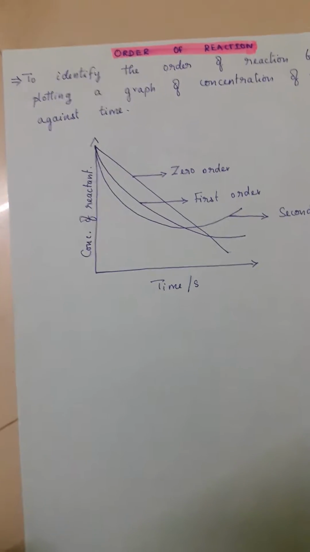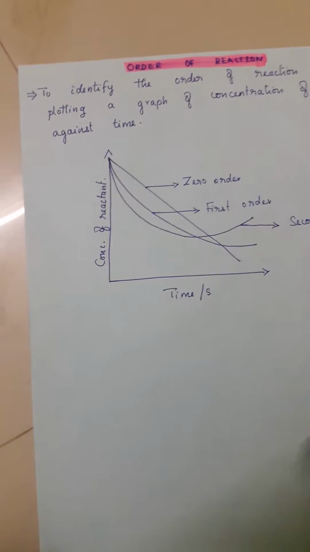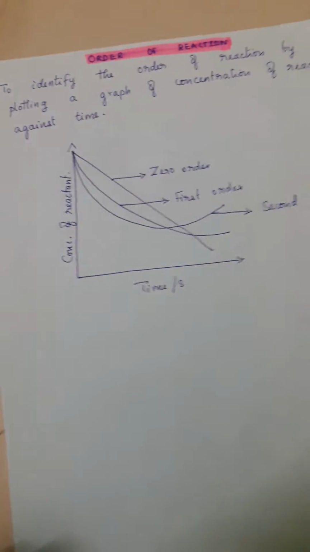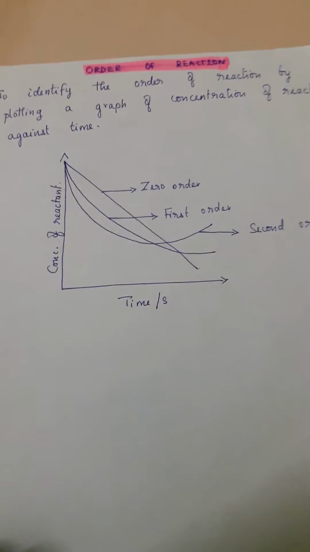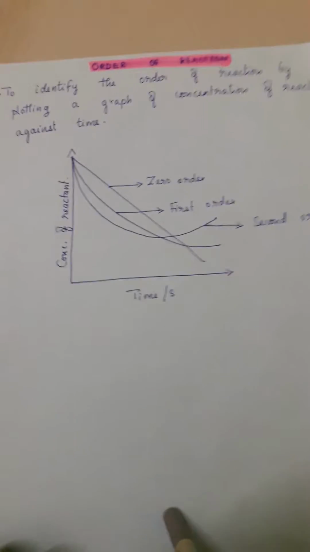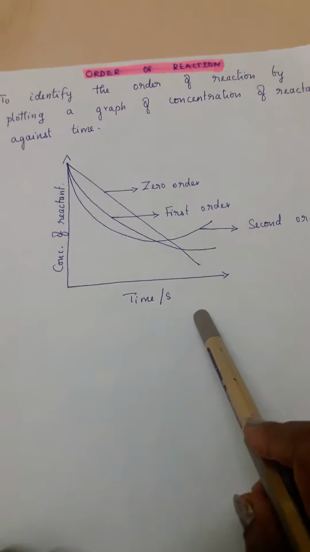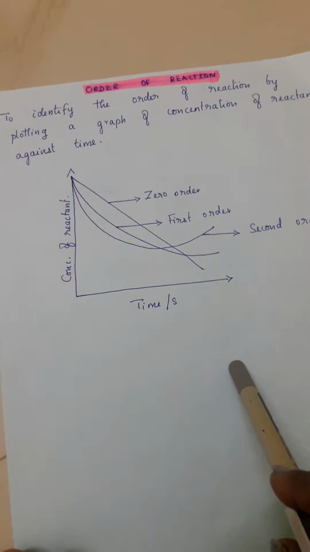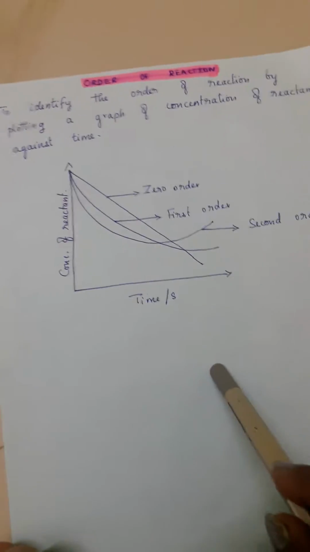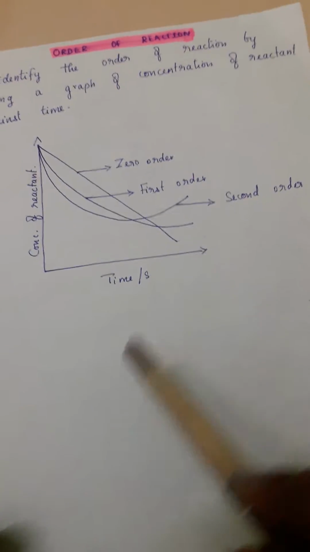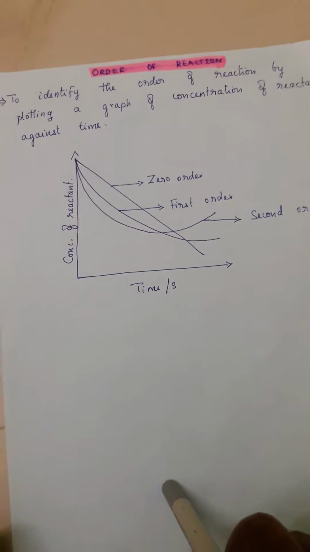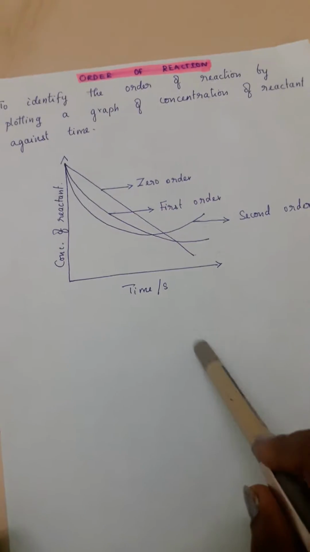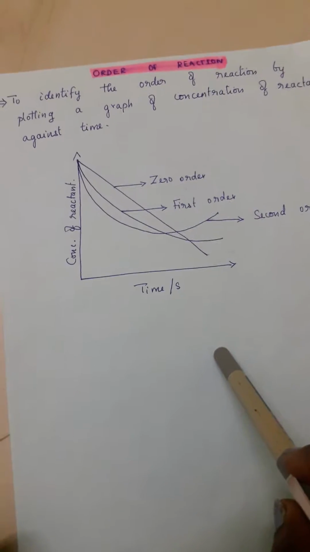So you can distinguish the two curves by seeing these two curves. You can find out the first order and the second order reaction. The only thing you need is values. By values, if you plot a graph, you will get to know which is zero order, which is first order and second order. According to that, you can find out the order of the reaction.